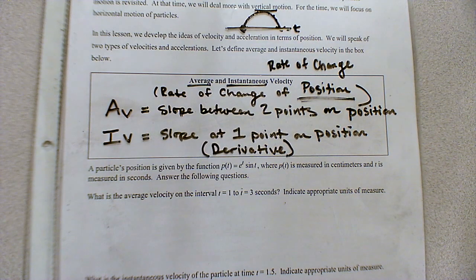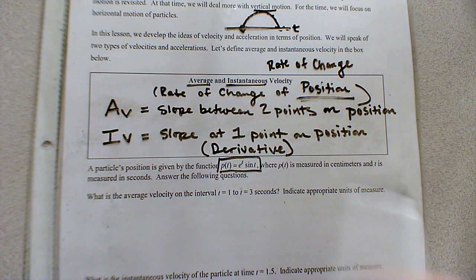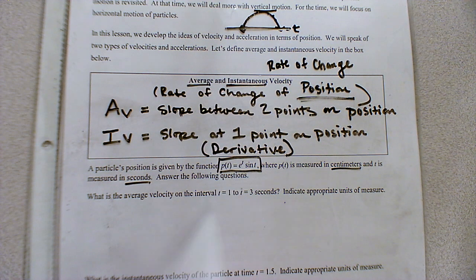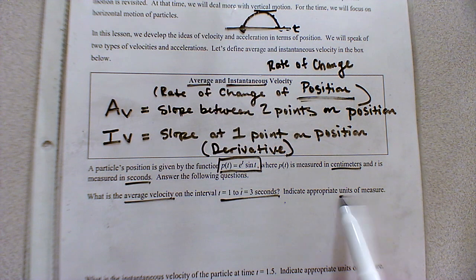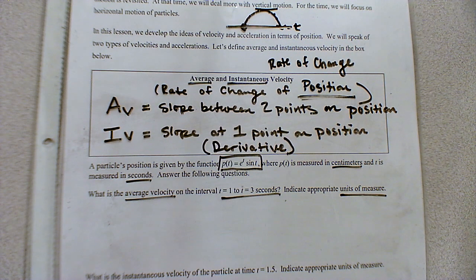So keeping those two types of rates of change in mind, let's take a look at an example to bring this together. So a particle's position or location is given by this function, where P of t is measured in centimeters and time is measured in seconds. Answer the following questions. So they don't really specify the direction in which this position is traveling. We don't really know if it's moving left or right or up or down, but at least we know something about its location. All right, so what is the average velocity on this interval? And then make sure you use some units because we have those provided to us.